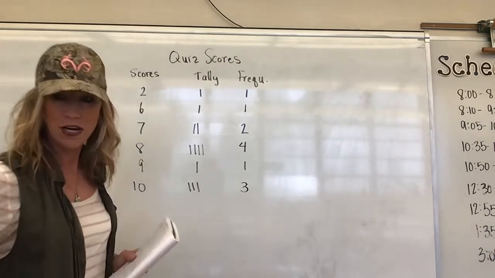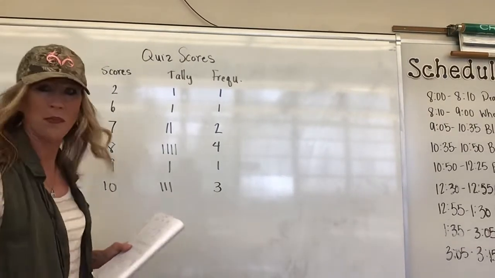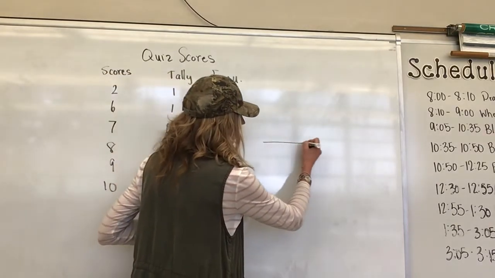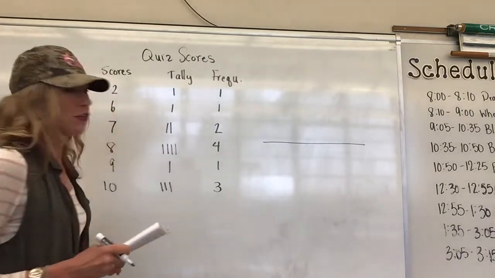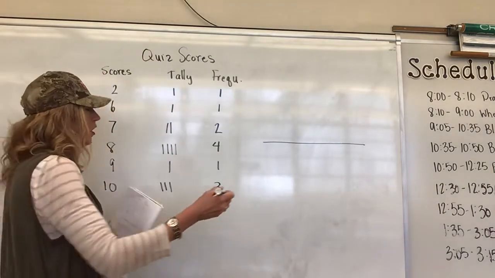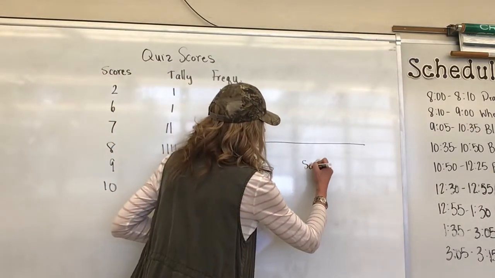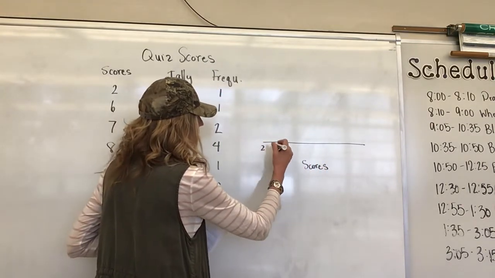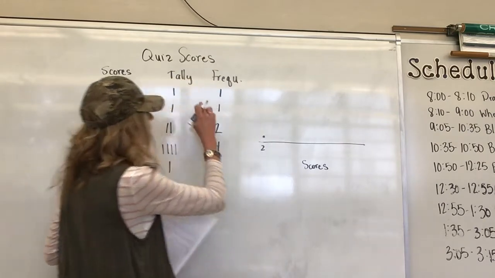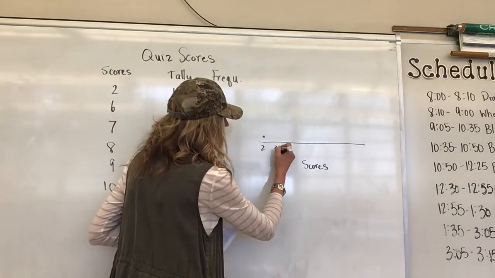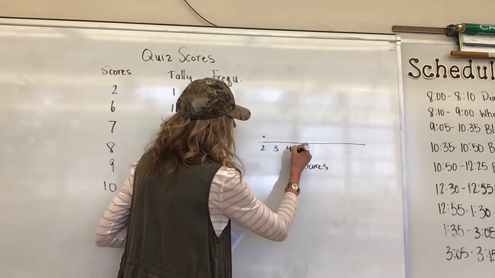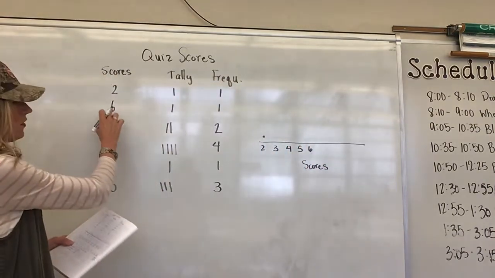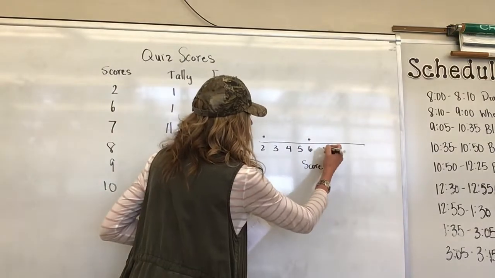Okay, now let's create, I made that probably a little bigger than I was hoping, but let's do it over here, and let's do our dot plot. So here we go, there's our line. Okay, now down below we could say scores. Okay, so it started with a 2. We know that one person had a 2. Okay, did anyone score a 3? Nope. Did anyone score a 4? Nope. Did anyone score a 5? Nope. How about a 6 though? Yep, when we got to 6, one person scored a 6.